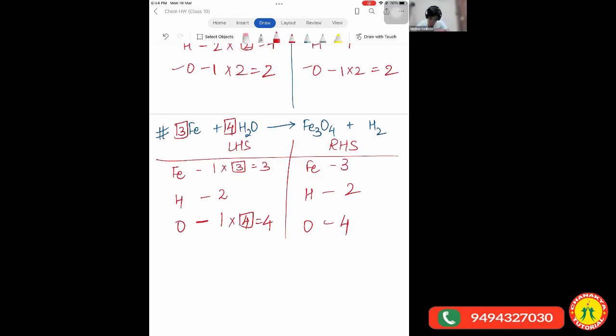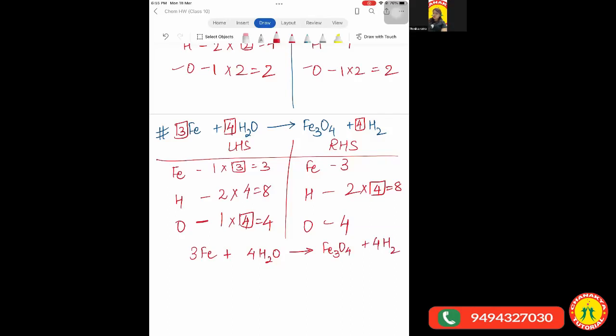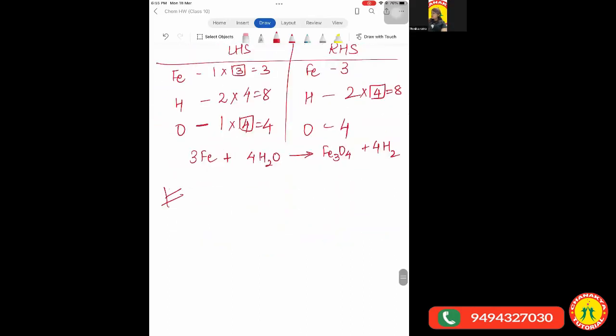No, ma'am. We have to multiply H2 by 4, because when we multiplied this 4 with water, the hydrogen and oxygen both got multiplied. So here we have to balance the hydrogens by multiplying it by 4. So the final answer is 3Fe plus 4H2O gives us Fe3O4 plus 4H2, right? Let us move on to the next equation now.